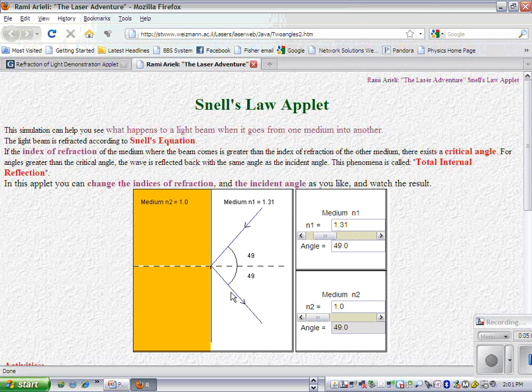But at this point right here, I've gone beyond the critical angle, and no light can penetrate through that interface. Over here, our angle is less than the critical angle, and so light can pass through.